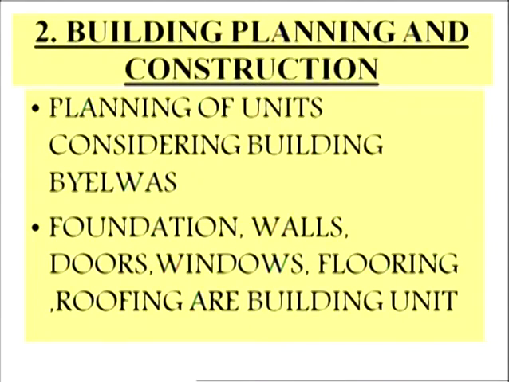Buildings have different components. The important components are the foundation, the walls, doors, windows, flooring, and roofing. These are the different types of building components.